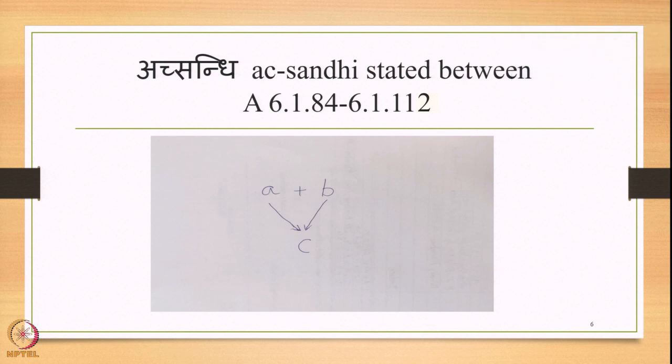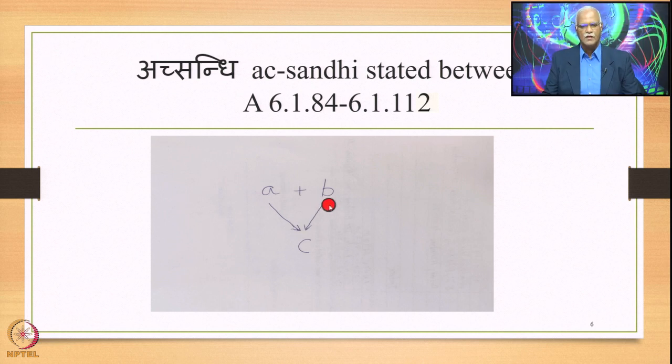This is diagrammatically represented in this manner. You have A plus B. So A and B are in close proximity, samhita, where B comes immediately after A and A comes immediately before B. Now in place of A and B, C is the substitute stated. So we have A and B both substituents and C one substitute.